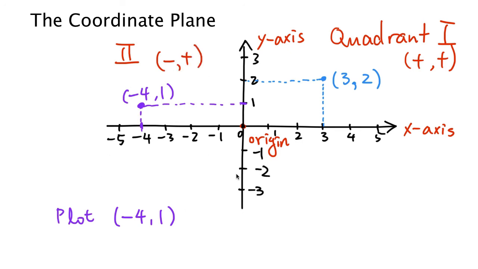The part of the plane down here is the third quadrant, or quadrant 3. And if you look at the x-coordinates and y-coordinates, they are both negative. And finally, the fourth quadrant, over here: the x-coordinate is positive and the y-coordinate is negative. So the quadrants go counterclockwise, 1, 2, 3, and 4.